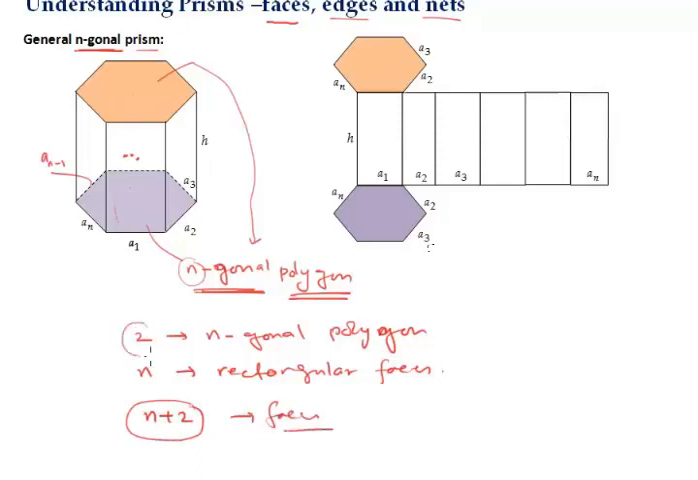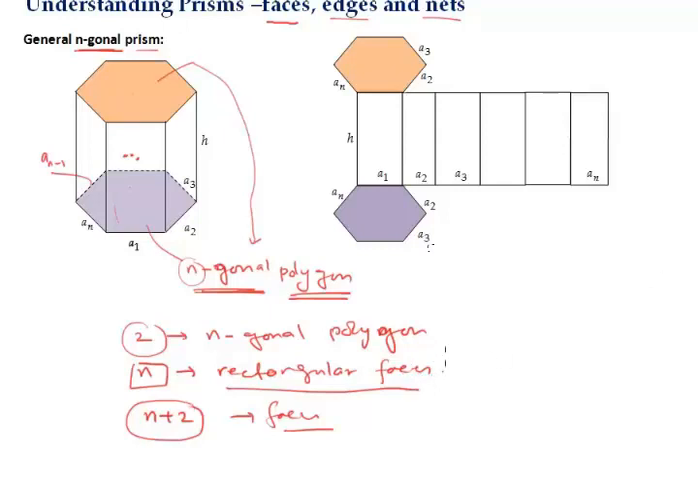Among them, 2 will be the polygonal faces. If it is a triangle, then triangular faces. If it is a heptagon, then heptagonal faces, and so on. And all other n side walls will always be rectangular faces.